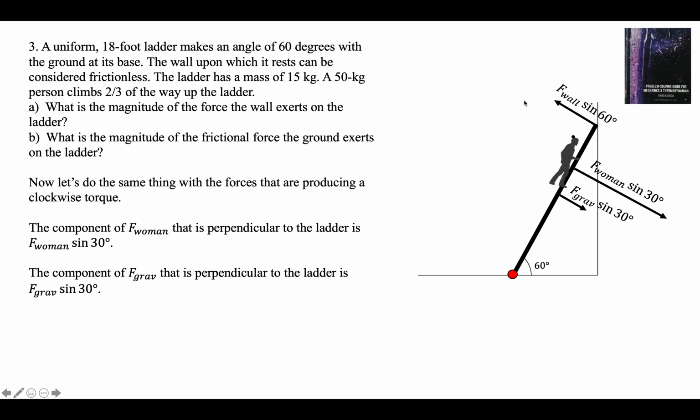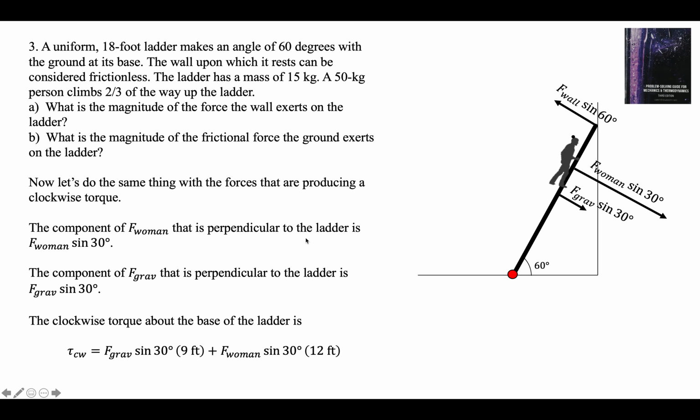The torques have to be equal, which obviously is not to scale, because it looks like this guy is going to win. It's a big force. The clockwise torque about the base of the ladder is from these two forces. The ladder is 18 feet. The center of gravity is 9 feet away, and the force is F gravity sine 30. The woman is 2/3 of the way up the ladder. That's 12 feet, since 2/3 of 18 is 12, and the perpendicular force is F woman sine 30.